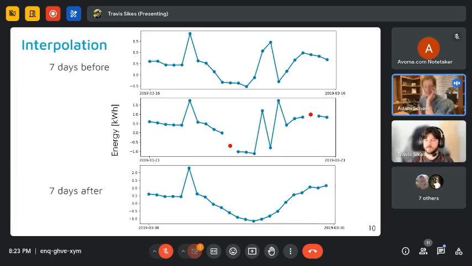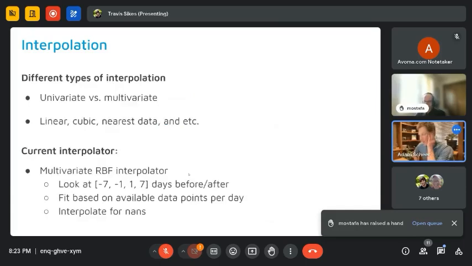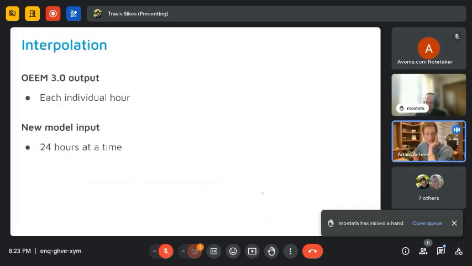I think it might help to go back to the rationale for using matrices of 24 data points instead of each hour independently in the model itself.